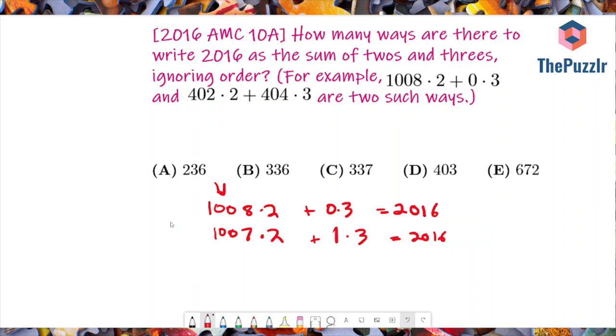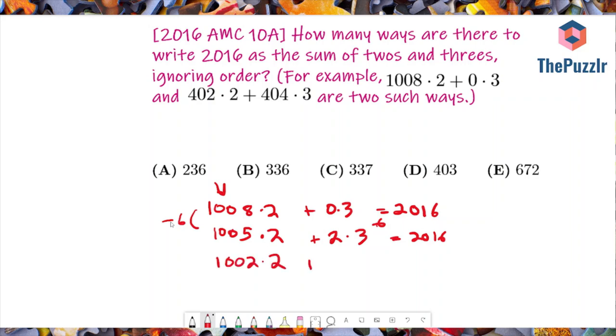So now I sort of get how to deal with this problem. I want to subtract some number of 2s such that I can add in some number of 3s to balance out. And that's going to happen when you subtract the LCM of 2 and 3, which is 6. So if we subtract 6, which is 3 2s, let's make this 1005. Now we've subtracted 6 here, so we need to add 6 to the other term so that it equals 2016. So to add 6 to the 3s, this is going to become 2. And we can keep on going.